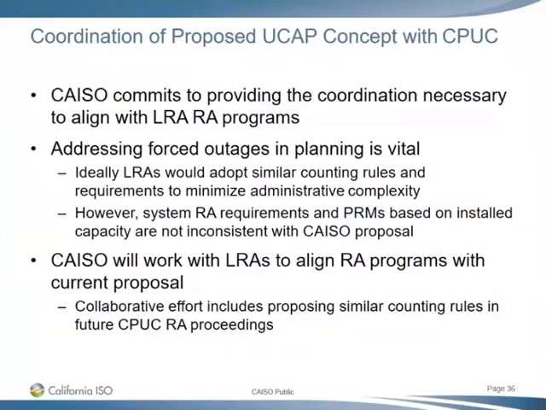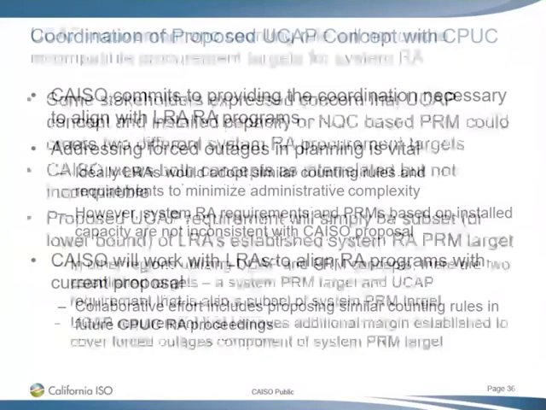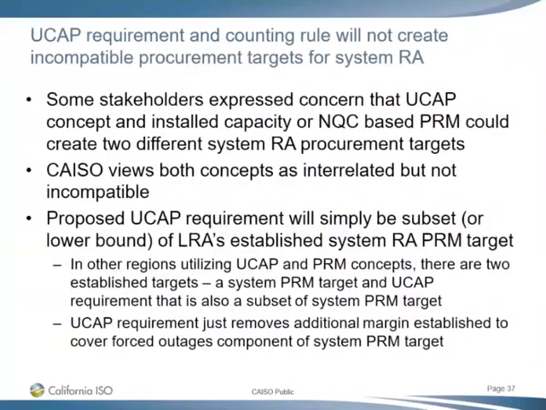But we still think that you can have a system RA requirement that's based off of an installed capacity PRM, but also have the UCAP concept. So that's a couple slides I want to talk about. But again, we will have this collaborative effort we talked about earlier where we try to incorporate our proposal and any of the scoping into the PUC's process so they understand where we're coming from and what our proposal would be, and how they might need to update their rules and regulations to reflect that. Hopefully that should help coordinate on both sides, going in both directions.